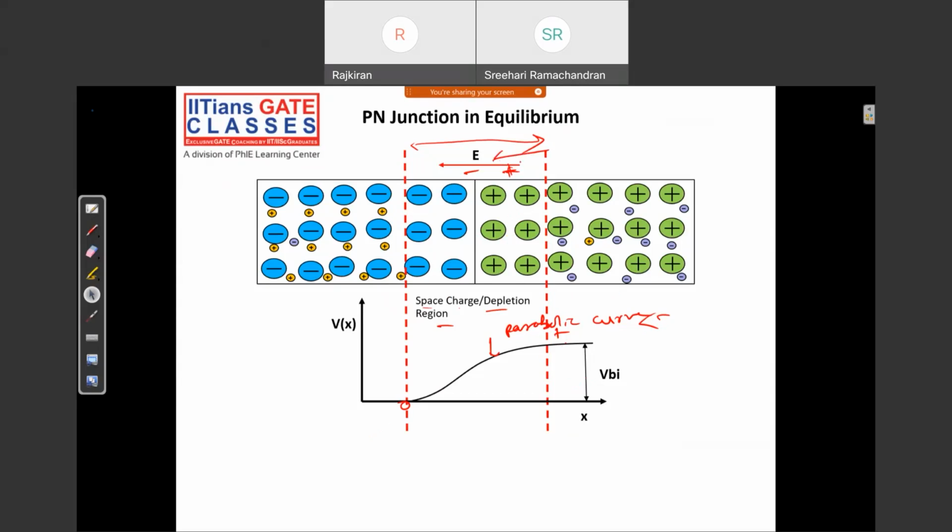So in summary, at equilibrium near the junction, we have an electric field. It is called the built-in electric field. This is a field which is created inside, not applied from outside. This electric field creates the opposing force so that there won't be any further motion of carriers.